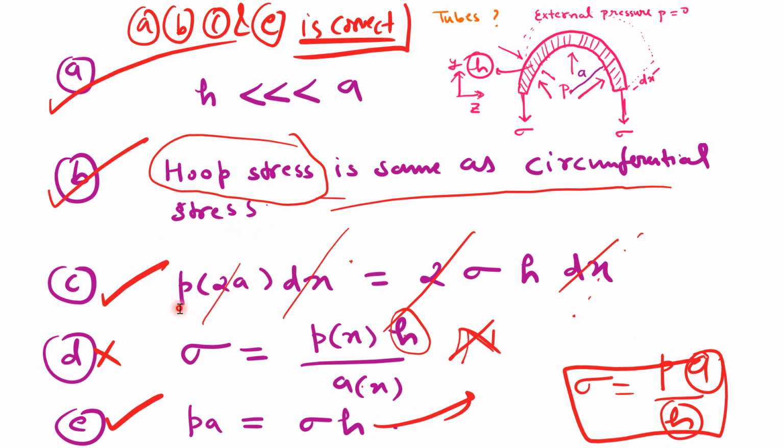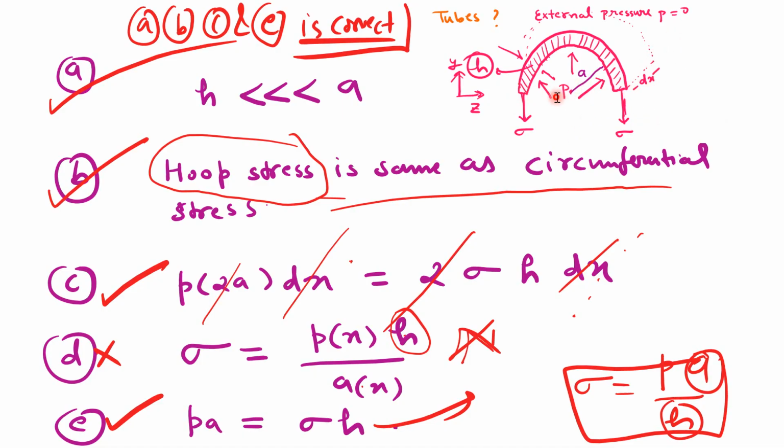So in this one, if you see this P into 2A into dx, what is that? P is the pressure and 2A, A is the radius. So this will be 2A, and dx is the height in the x direction.